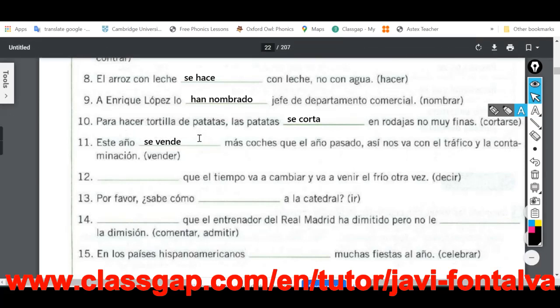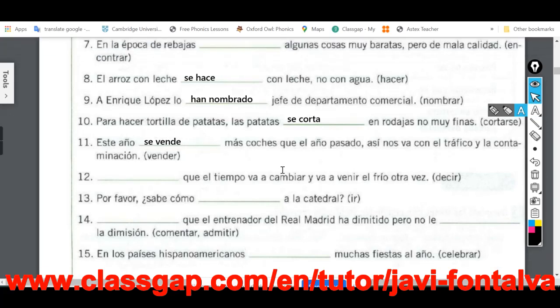So in English you would say something different. You have to rearrange the whole sentence. So this year more cars were sold than last year, you would say in English. So notice the construction is completely different. The ordering is totally different.